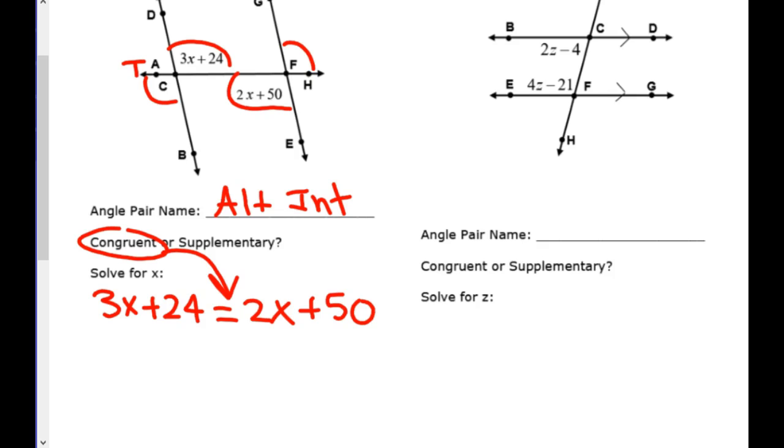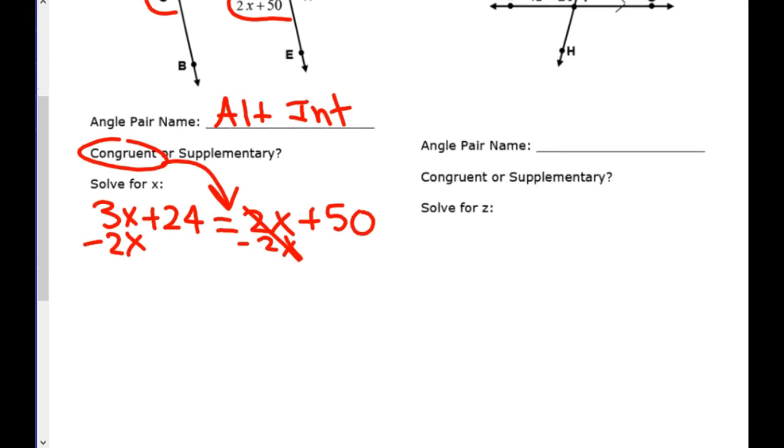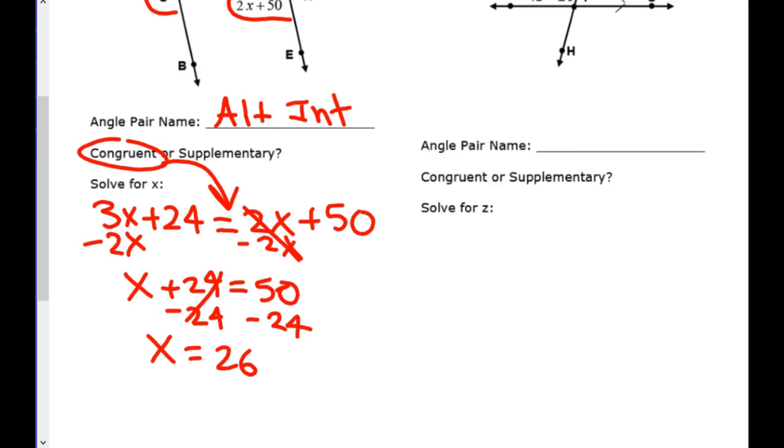Now, when x is on both sides of the equation, do you combine them or do you get rid of one? What do you think? When it's on both sides, that's when you get rid of one, the smaller one. So which x is smaller? 2x. How do I get rid of a 2x? Minus 2x, minus 2x. So 3x minus 2x, 1x, which is just x. And then you can bring down 24 and then equals 50. Last step, to get rid of the 24, we subtract 24 and we get 26.